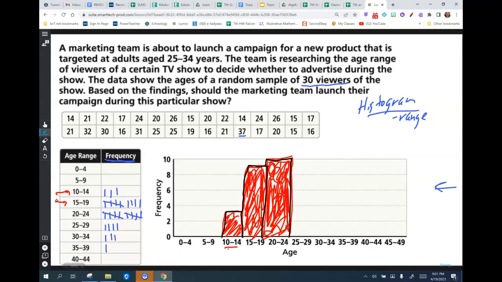25 to 29 is 4, so that's going to be a little bar right there. I'll go back and color in just a second. 30 to 34 was 3, so about right there. And 35 to 39 was 1, so it'd be about right there. Now I'm just going to go back and color all those in.